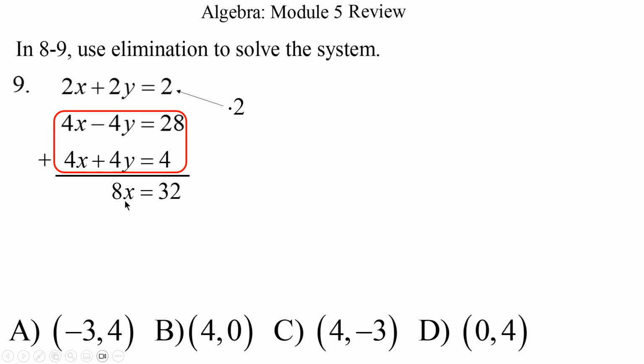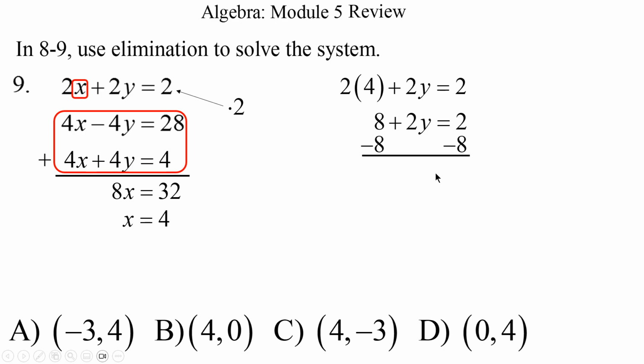Divide both sides by 32. 8 goes into 32 how many times? 32 divided by 8 would be a 4. So the x is a 4. So I'm going to substitute right there. So 2 times x is 2 times 4 plus 2y equals 2. So 8 plus 2y equals 2.